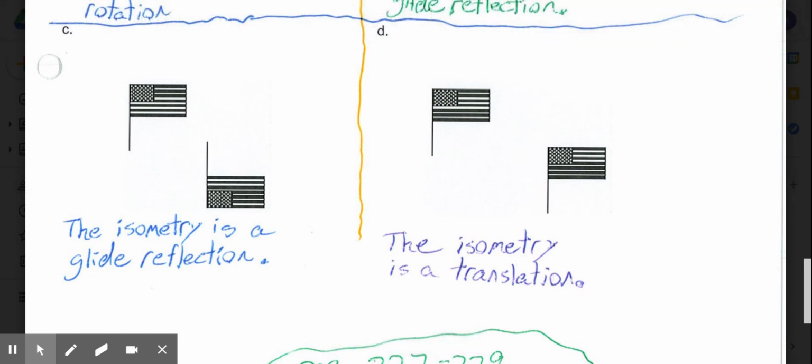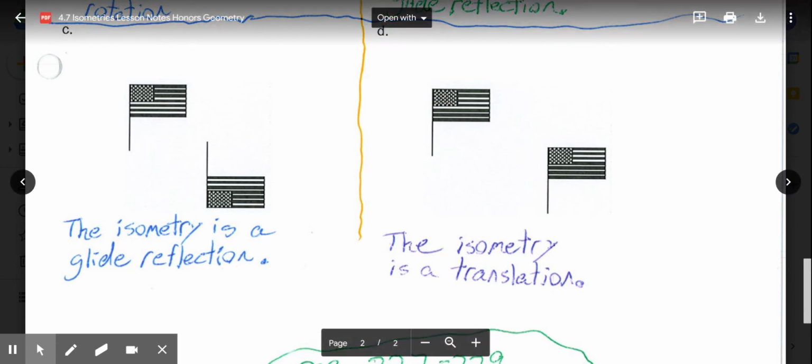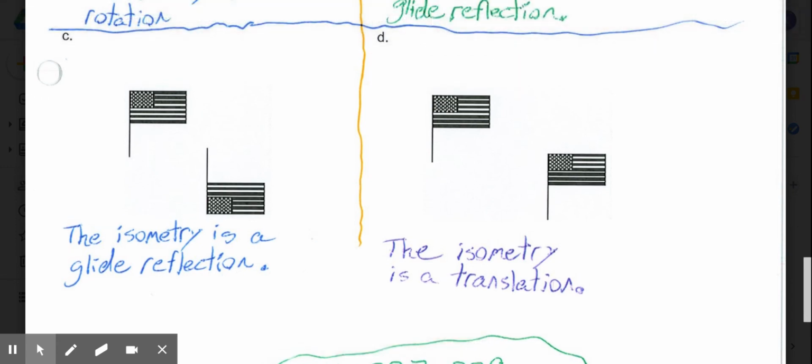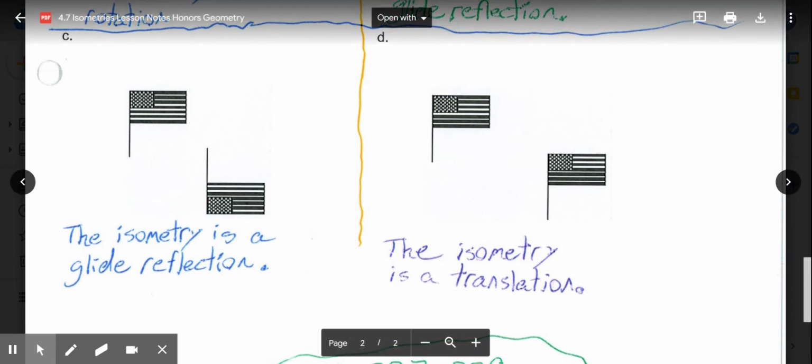And then in this case, D, this flag could just slide along a vector this way. So this would simply be same orientation, just a slide or a shift. So that isometry is a translation.